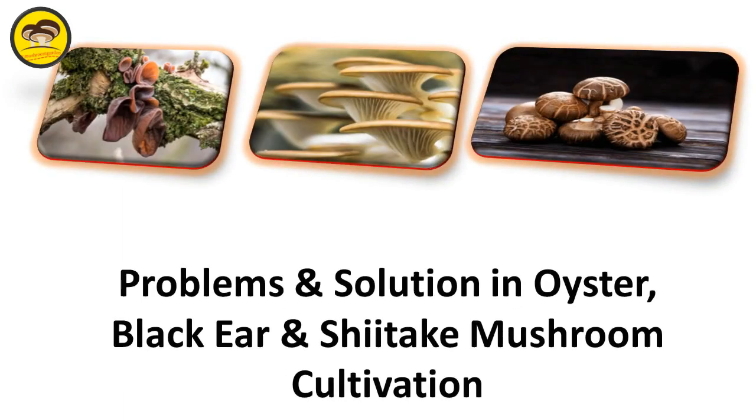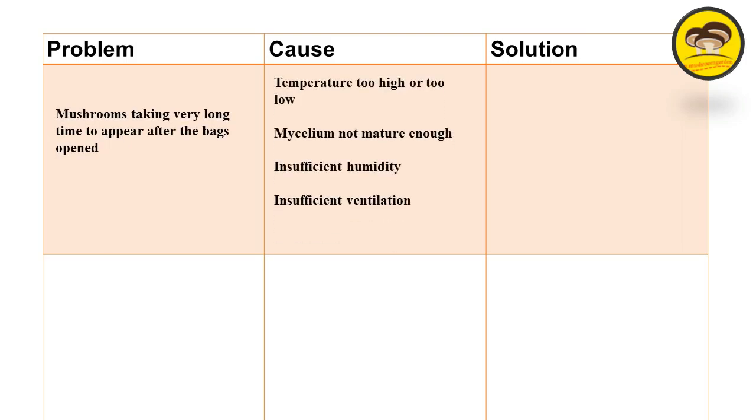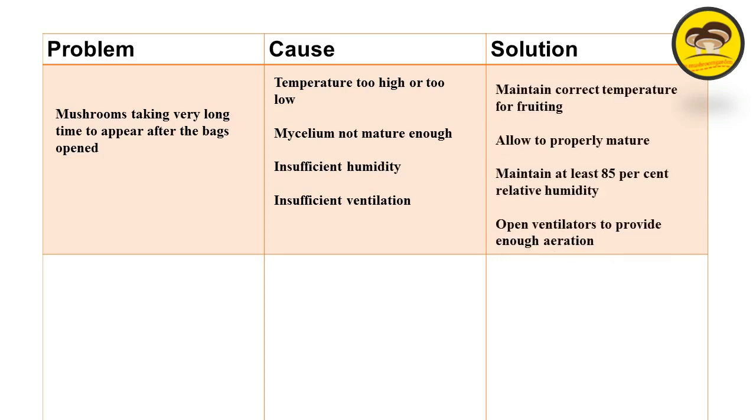Problems and solutions in oyster, black ear and shiitake mushroom cultivation. Mushrooms taking a very long time to appear after the bags are opened: temperature too high or too low, mycelium not mature enough, insufficient humidity, insufficient ventilation. Maintain correct temperature for fruiting. Allow to properly mature. Maintain at least 85% relative humidity. Open ventilators to provide enough aeration.